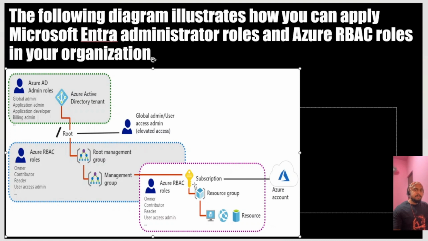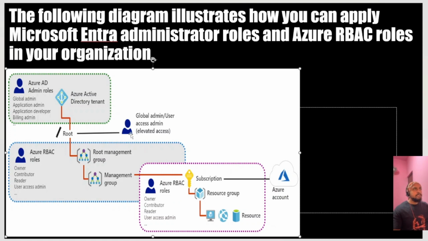From when the subscription is created, an owner or a contributor can assign Azure RBAC roles like owner, contributor, reader. So here also you have Azure RBAC roles: owner, contributor, reader. And similarly, once the subscription is created, again you have Azure RBAC roles: owner, contributor, reader, and user access admin. You can apply them to the resource group and the resources. Here also RBAC roles can be applied to the management group and the root management group as well.